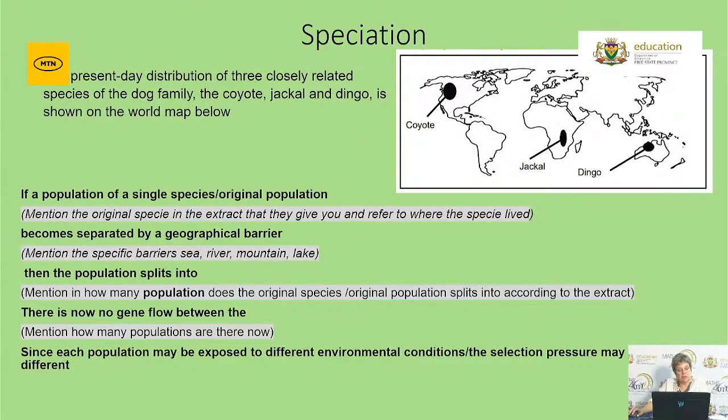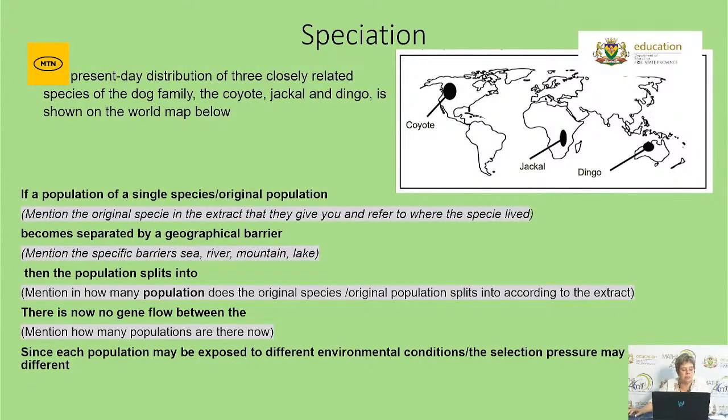So in last year's paper, let us see this one and how we will apply speciation on it. The present day distribution of three closely related species of the dog family, the coyote, jackal, and the dingo, is shown in the world map below. Okay, now we will start: in a population of a single species of dog family. Now you refer and you use the example in the heading. They become separated by a geographical barrier. In this case, it's continental drift or ocean specific.